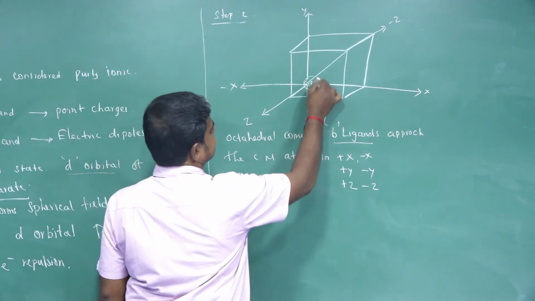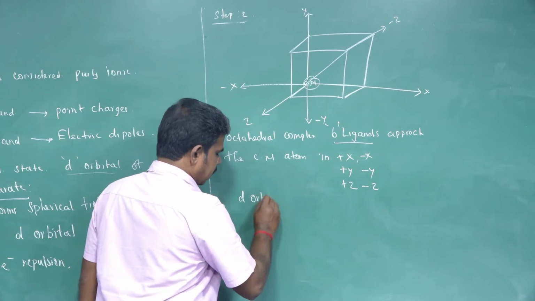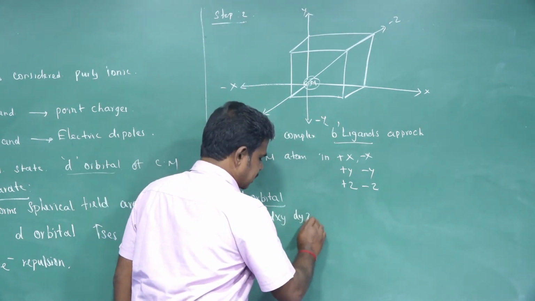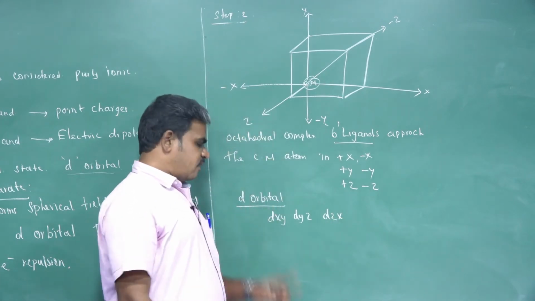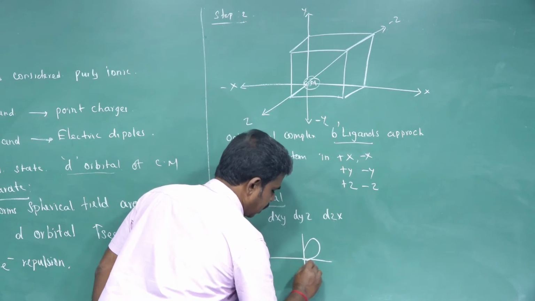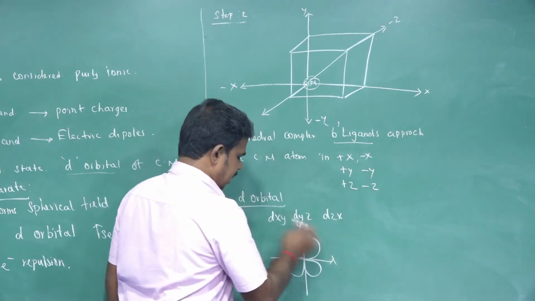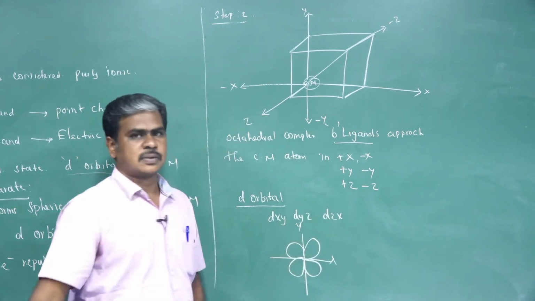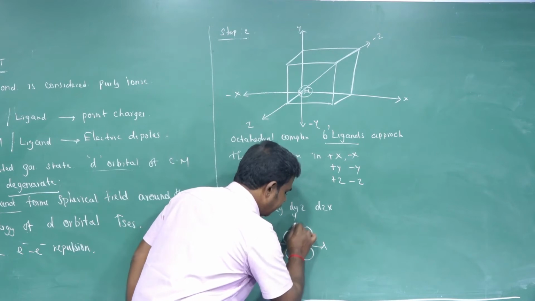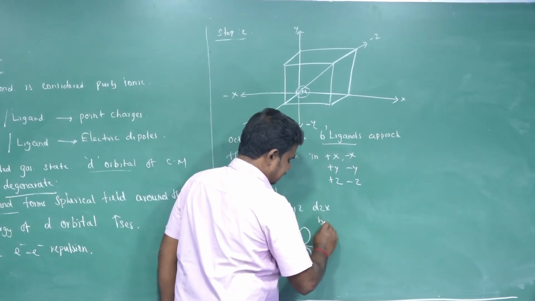Now consider the d orbitals of the central metal atom and their shape. What are the d orbitals? They are dxy, dyz and dzx. And what is the shape of these d orbitals? They are all clover leaf shaped, lying between x and y, y and z, and z and x. All have the same shape, a clover leaf, and the leaves are present between the axes.